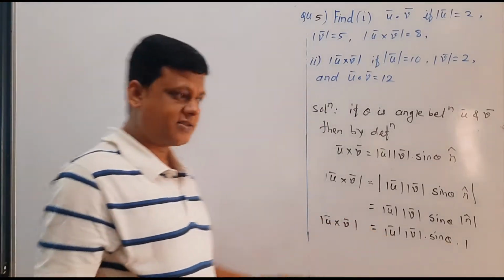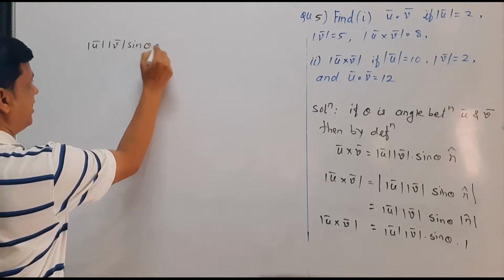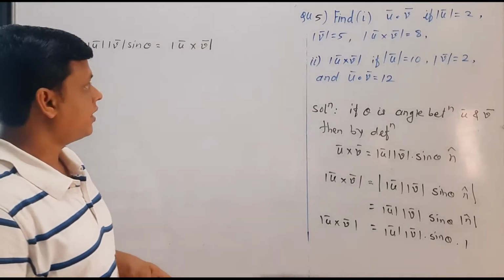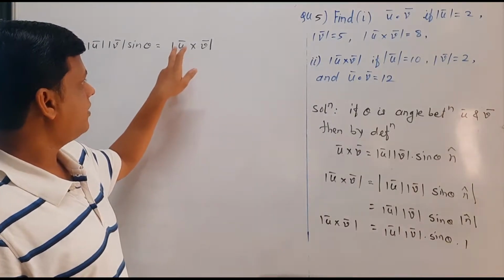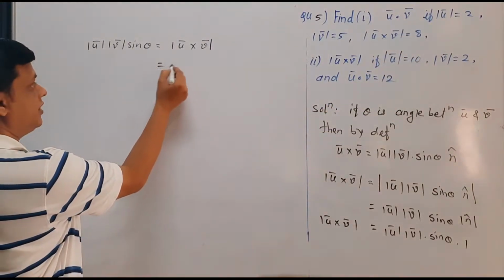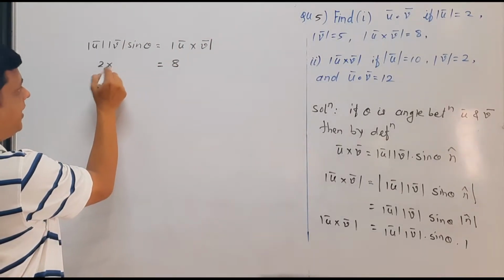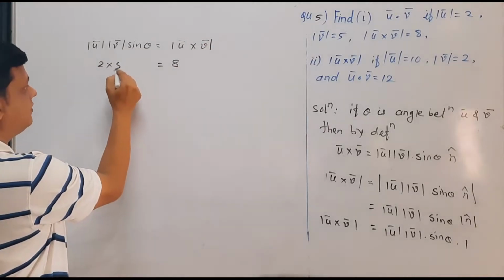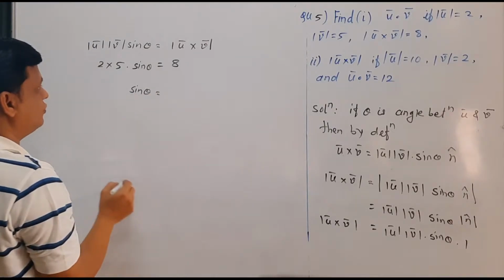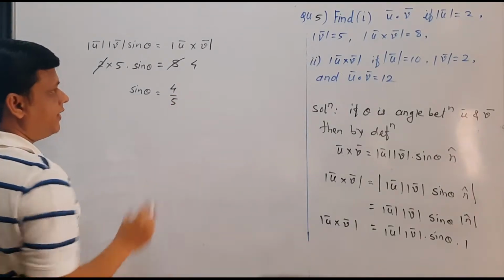So we write magnitude of u bar into magnitude of v bar into sin theta is equal to magnitude of u bar cross v bar. Now we substitute the value of magnitude of u bar cross v bar as 8. Magnitude of u bar is 2, magnitude of v bar is 5, into sin theta. So we calculate sin theta, dividing by 10, and we get sin theta equals 4 by 5.